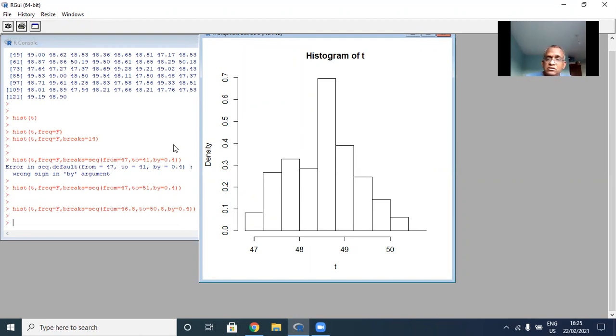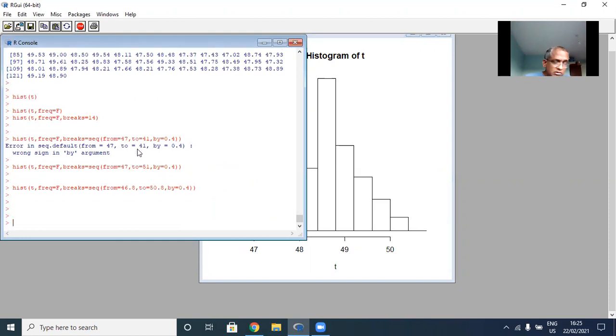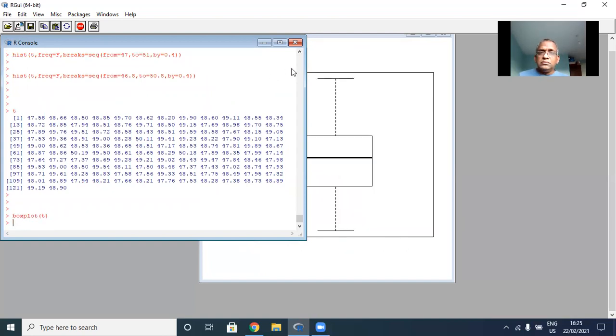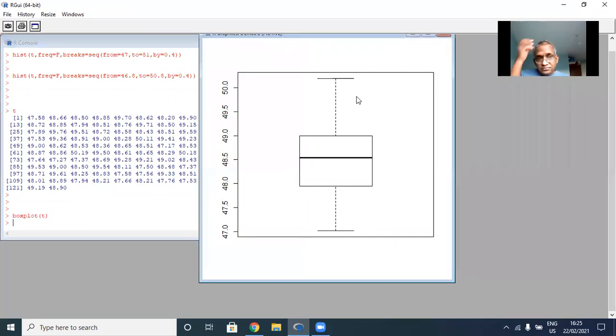All right, the next thing I'm going to talk about is box plot. Remember box plot, I talked about it a week or two ago. Now let's consider the time data again. So if you type box plot of t, this is what you will get. All right, here the middle line is the median. This line here is the first quartile. This is the third quartile.